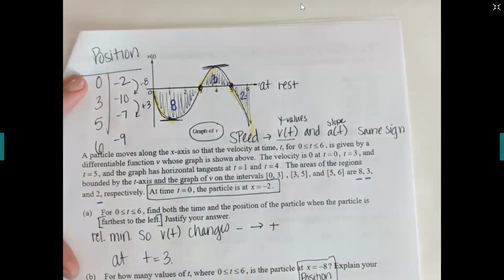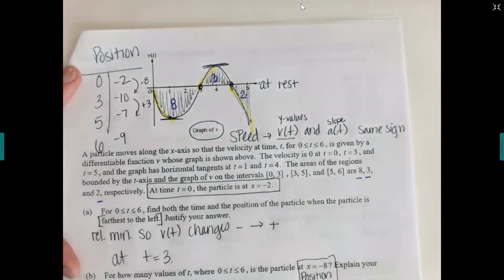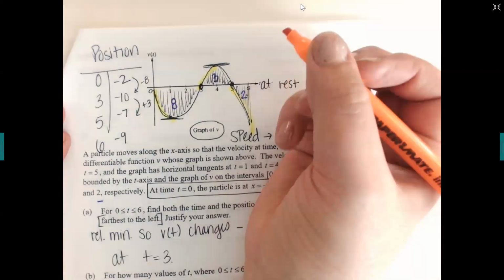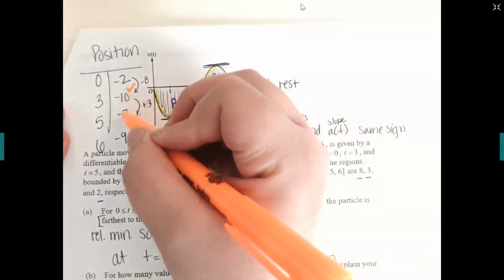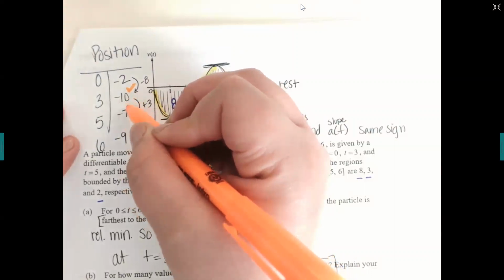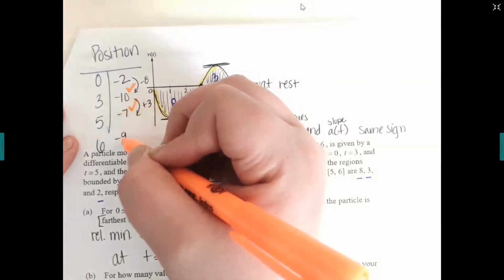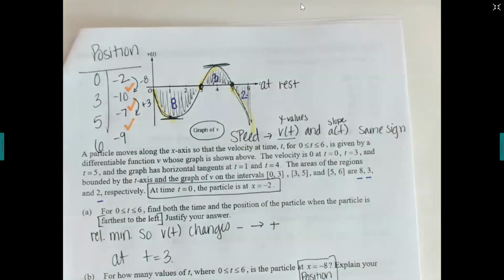What position do they want me to count? How many times I'm there? Negative 8. Okay, so think about, could I go from -2 to -10 without hitting -8? No, then I know I hit it at least once. What about from -10 to -7? Would I have hit -8 again? Yes. What about from -7 back down to -9? Yeah. One more time.